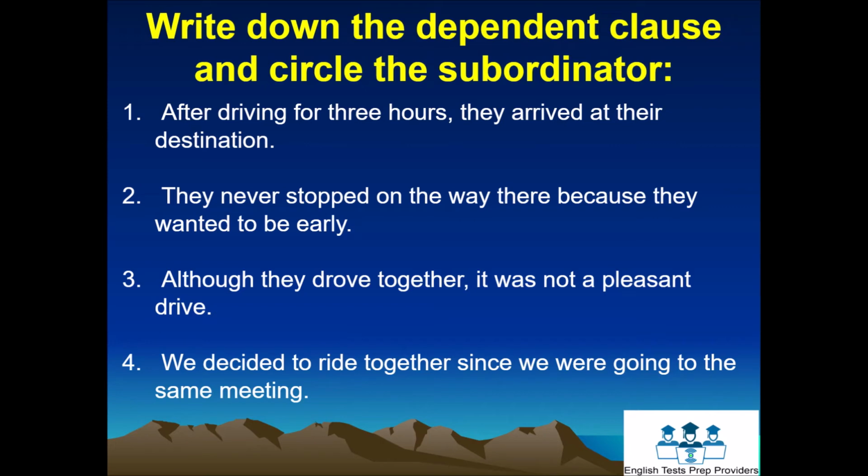So a dependent clause is a clause that cannot stand as a sentence. It does not have a meaning, or the meaning is incomplete. So next, you have to circle the subordinator. So in the dependent clause, you have to circle the subordinator.